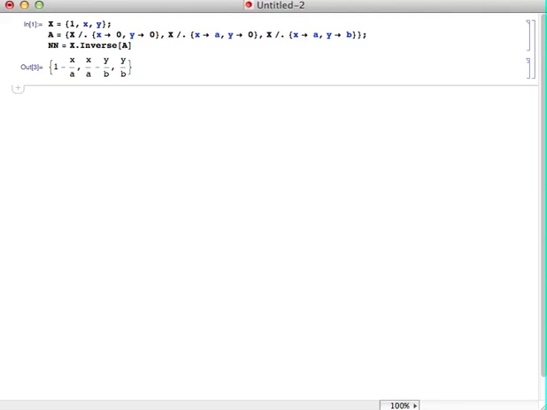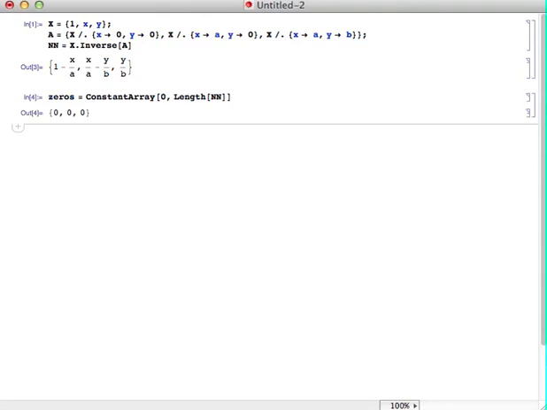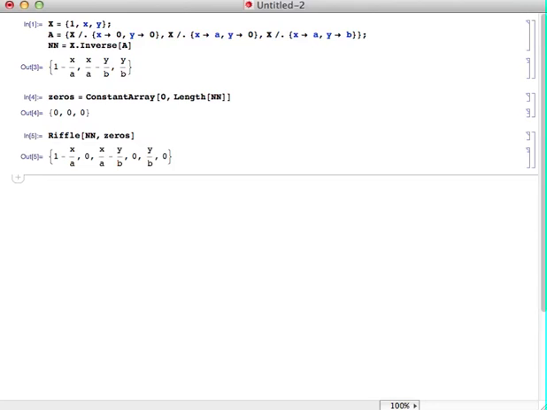Okay, but now we're going to create this shape function matrix, and I'm going to use a little trick to do it. I'm going to define a variable zeros. That's going to be a constant array of zeros that's the length of NN. In this case it's just 3 zeros. And then I'm going to use this Mathematica function called riffle. So I'm going to riffle NN with zeros. What do you think that's going to do? It's like shuffling a deck of cards, right? Perfect little riffle shuffle there.